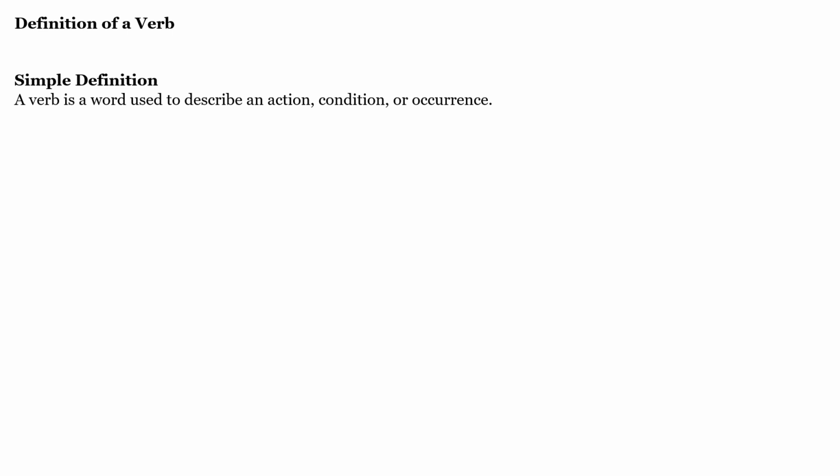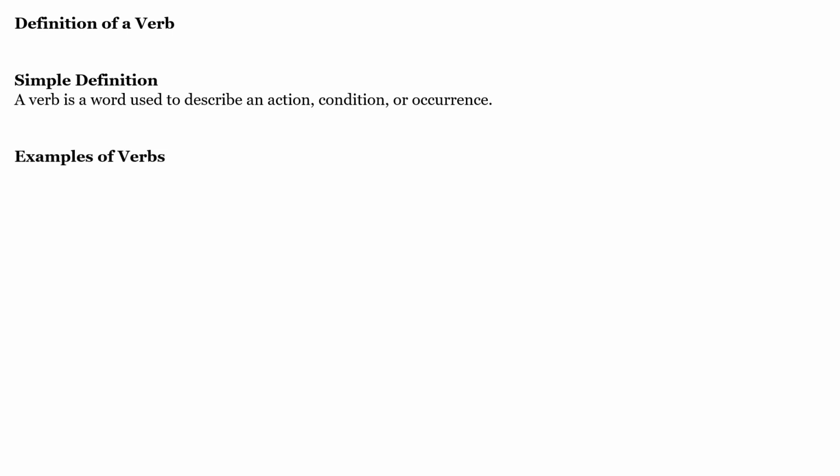Today we will discuss verb definition. A verb is a word which is used to describe an action, condition, or occurrence, like a state of being. A verb tells us what someone or something does, feels, or is.